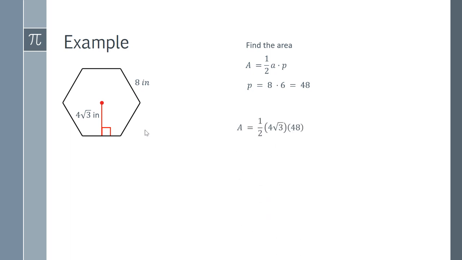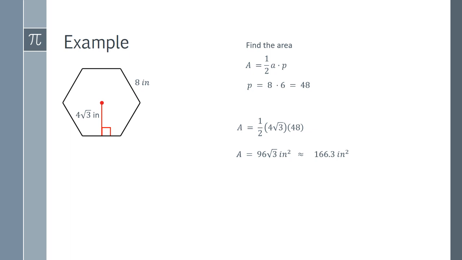So we substitute into our formula. A is 1/2. The apothem is 4 times the square root of 3. The perimeter is 48. Half of 4 square root of 3 is 2 square root of 3. 2 square root of 3 times 48 is 96 square root of 3 inches squared. So that's the exact area right there. And if you want to approximate that area, multiply 96 times the square root of 3, you'll get approximately 166.3 inches squared. So that's how you apply that formula to find the area.